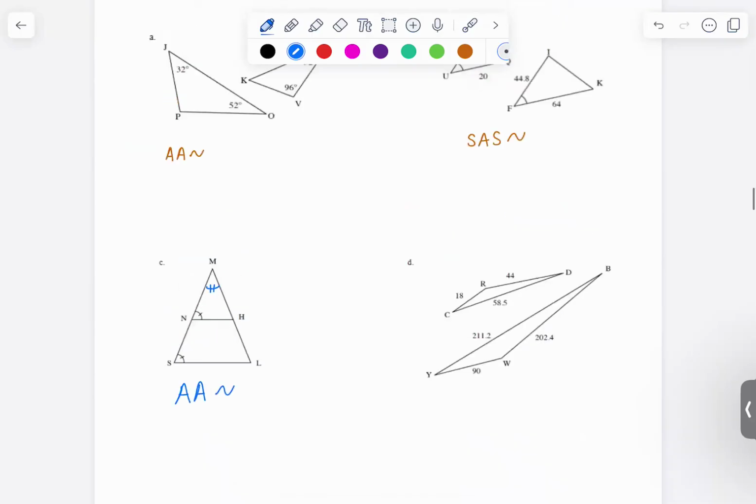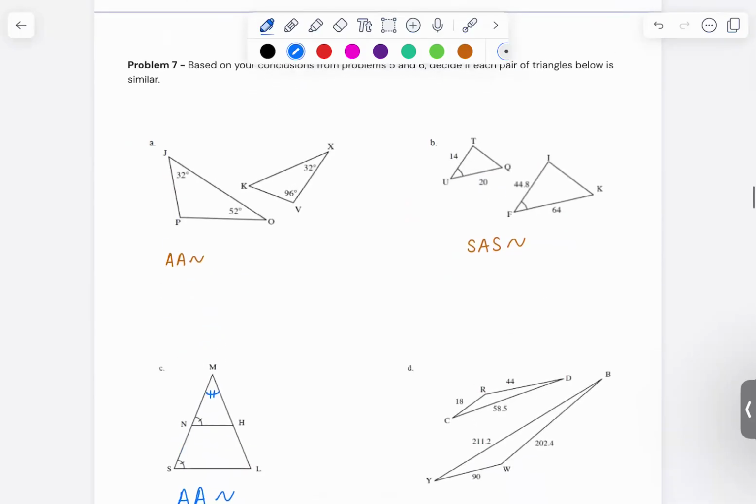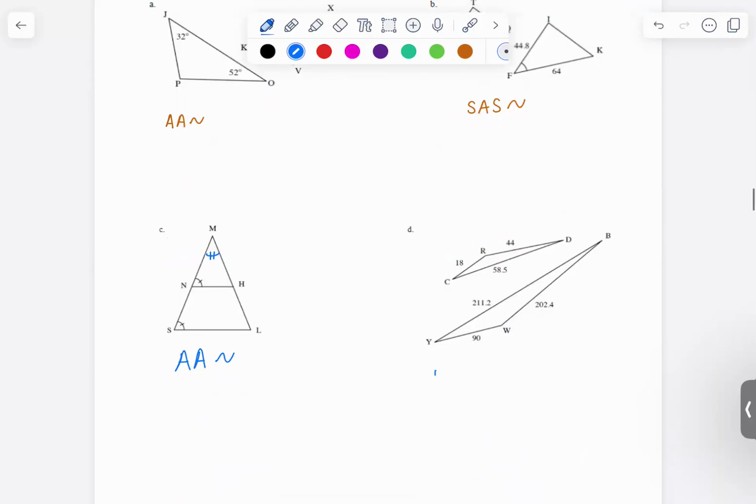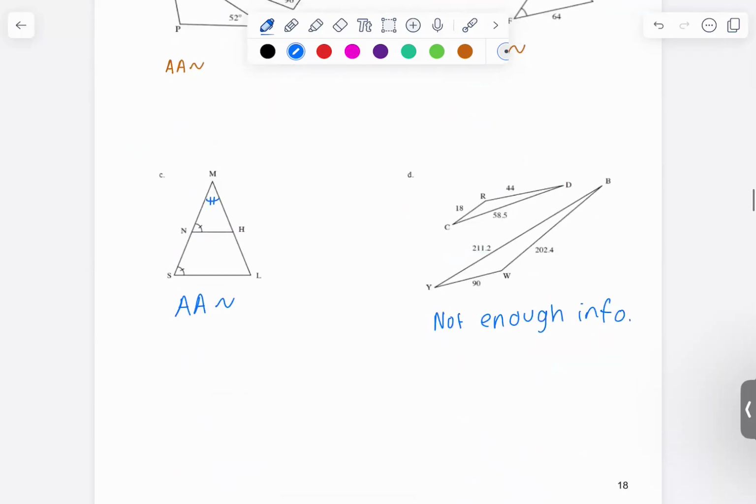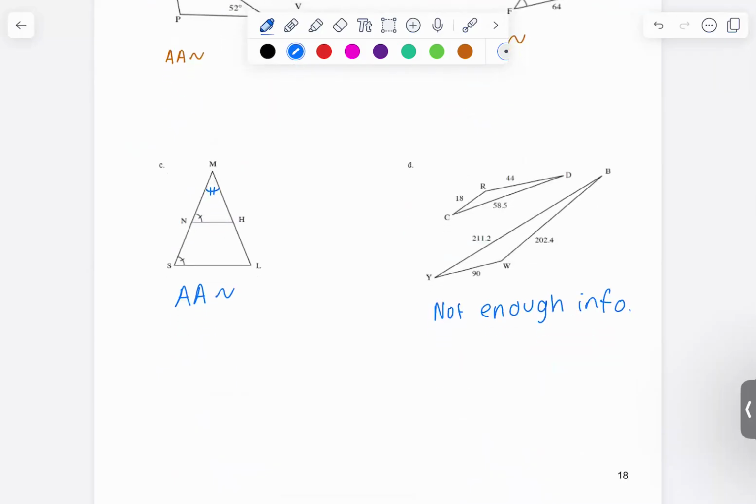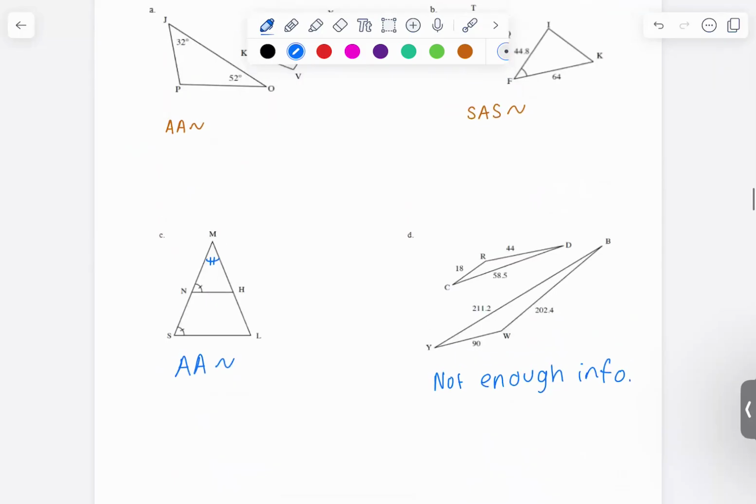And then for part D, there is not enough information at this time. We'll talk more about side similarity in the next lesson. But that was what you would need to use for this one. So lesson 3, they just go over angle and side-angle-side similarity. So again, this was just a quick recap of lesson 3.